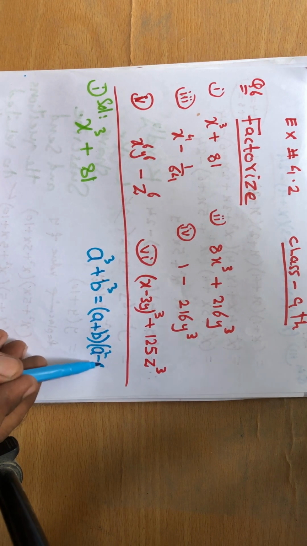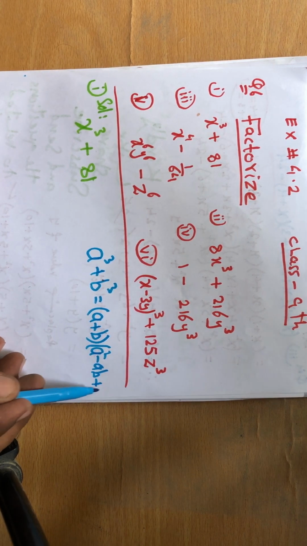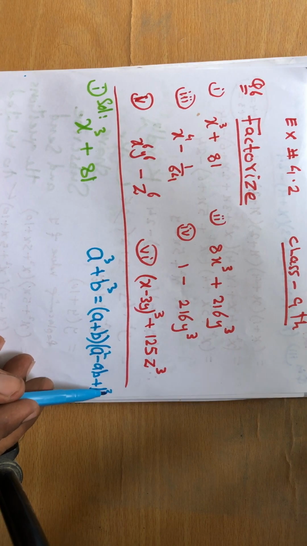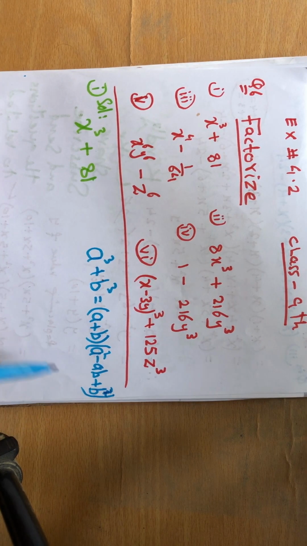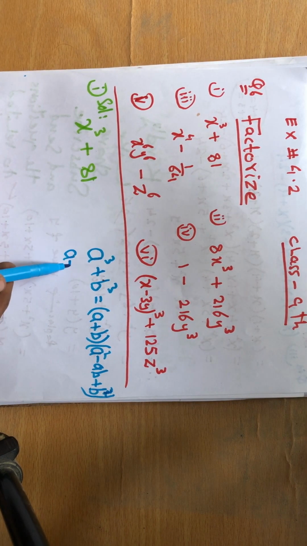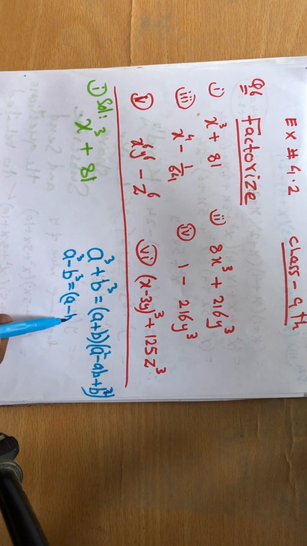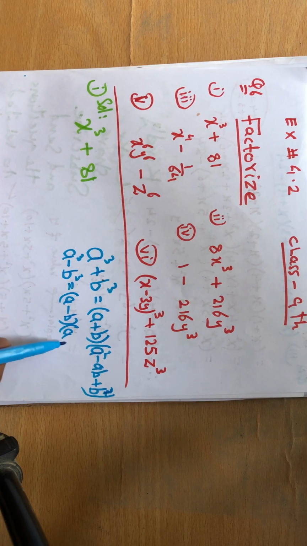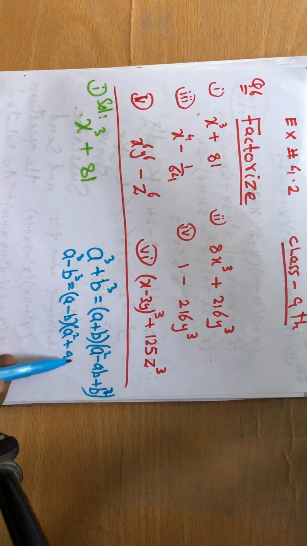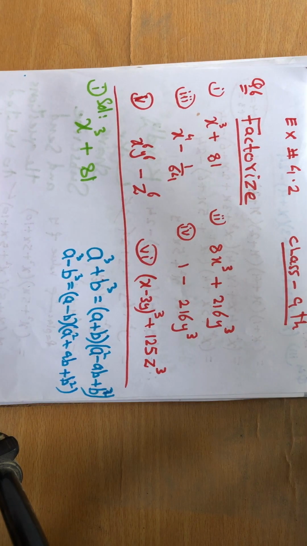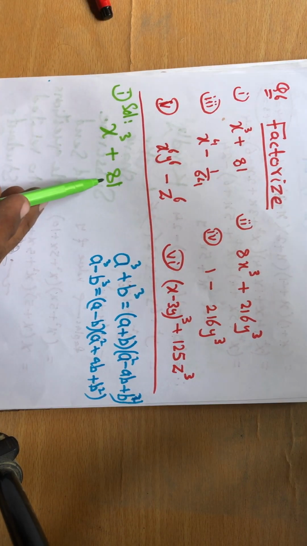And the second formula we have, that is a cube minus b cube. If we open a cube minus b cube, it is equal to a minus b into a square plus ab plus b square. That means a cube minus b cube equals a minus b, a square plus ab plus b square.